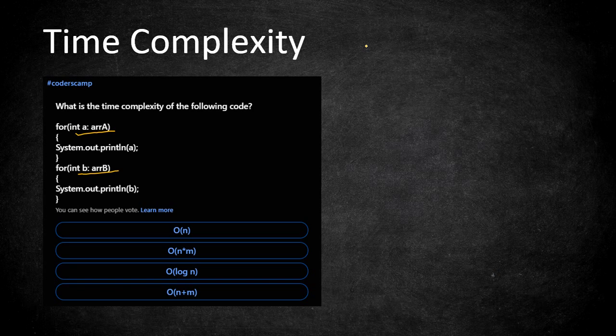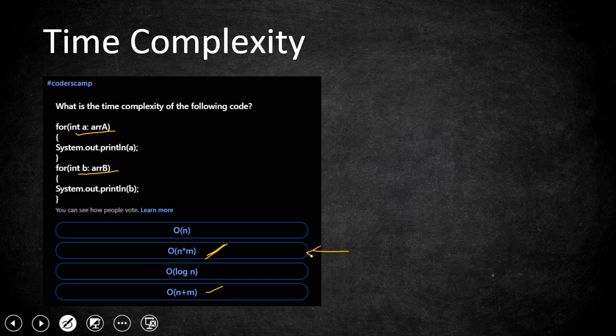So I have posted this poll to differentiate between the two complexities of n cross m and n plus m. So where to multiply the complexities and where to add the complexities. So as you all now know, n cross n or having a nested for loop will give you the product of complexities. So consider this code now.